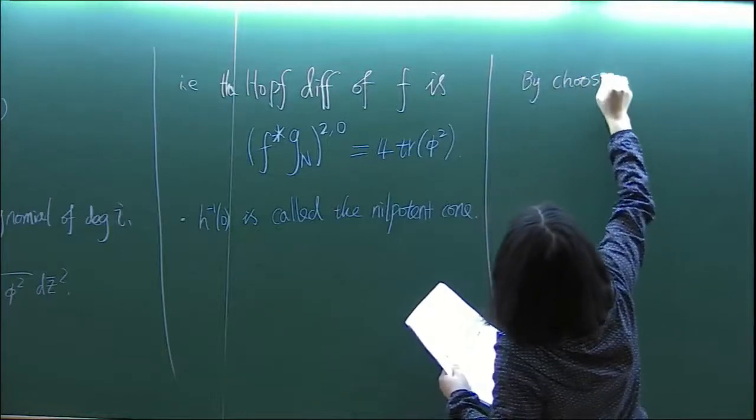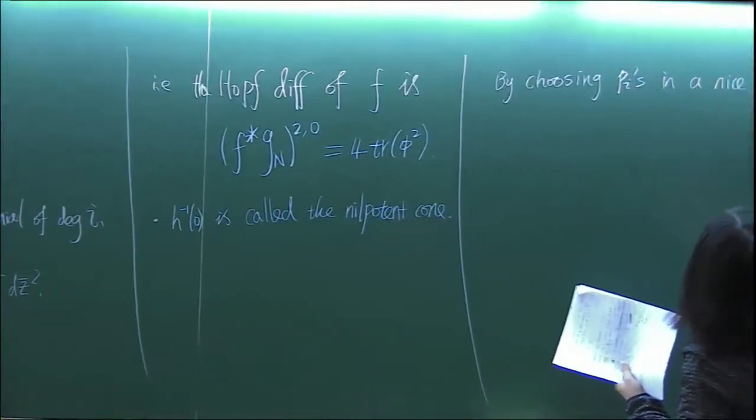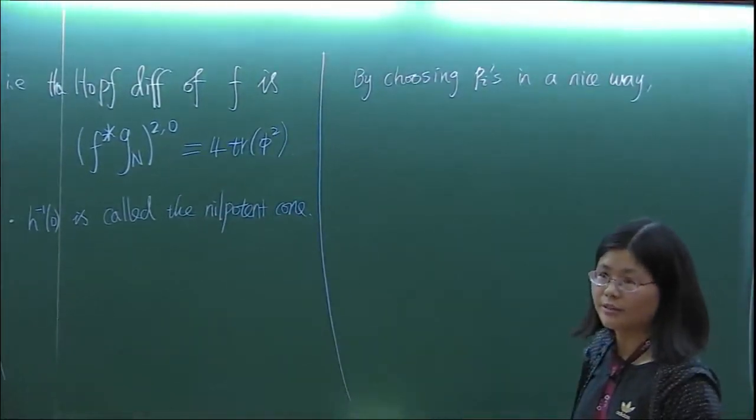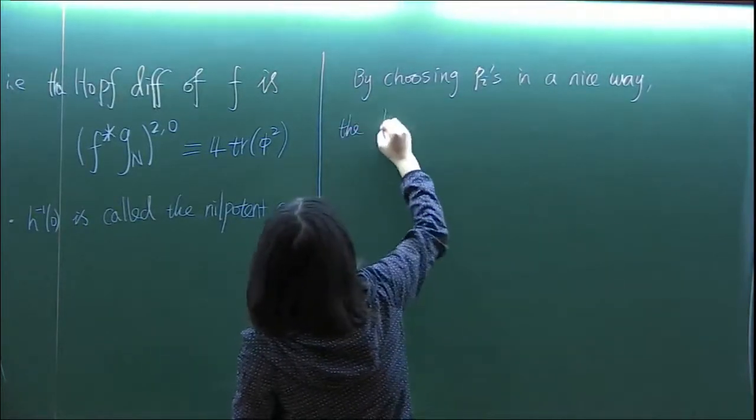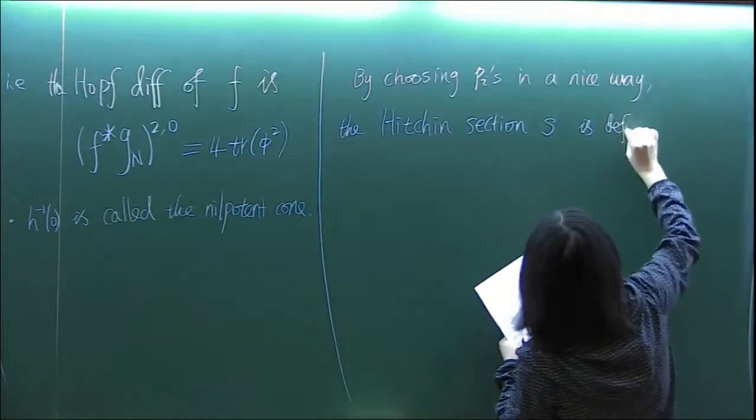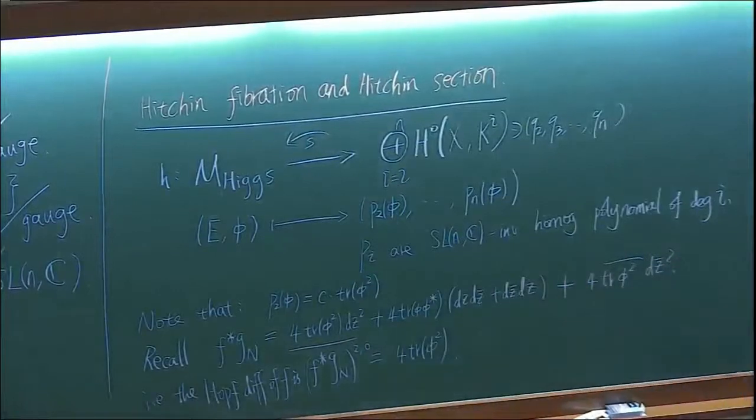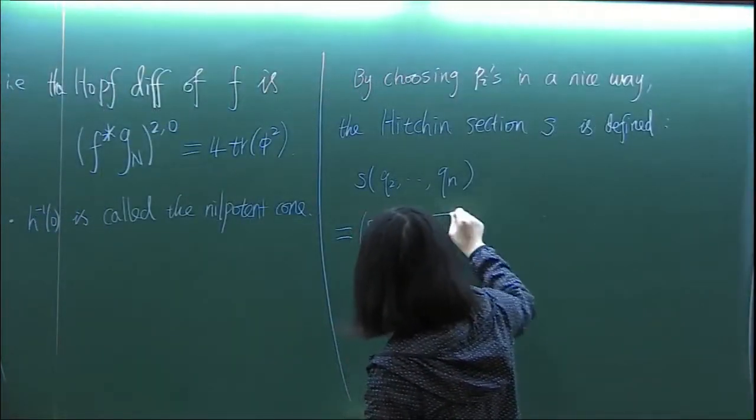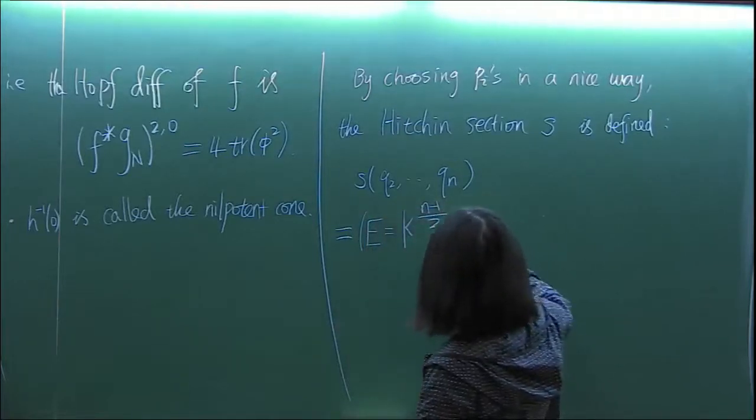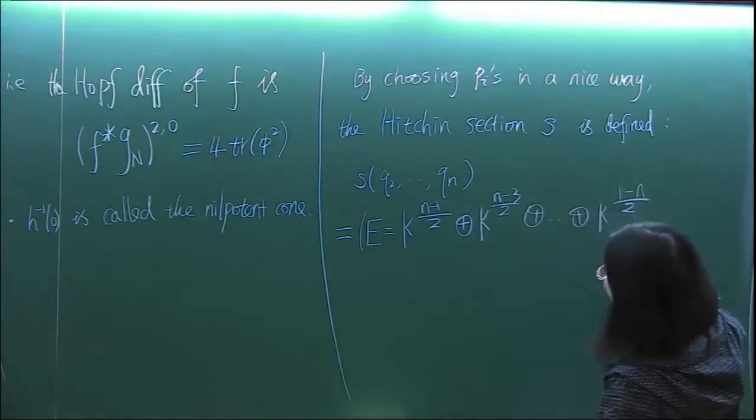So if we choose the P_i in a nice way, we can define an explicit section of this Hitchin fibration. It's defined as follows. The section s, because I will use s a lot. So s of (Q_2, ..., Q_n), we can write down the explicit Hitchin Higgs bundle. The E is K^((n-1)/2) plus K^((n-3)/2), just decreasing by 1 until the end, to get a rank n bundle.